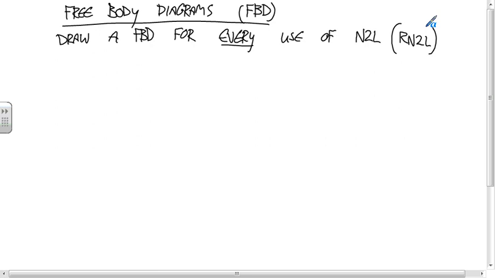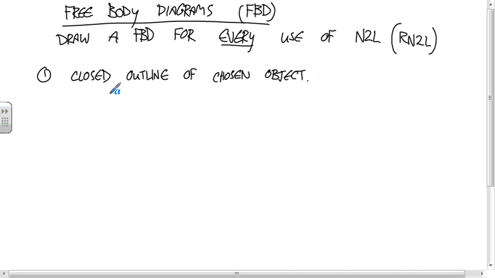So here's what you need in your free body diagram. First, you need a closed outline of your chosen object. That means no stick figures, no inner details, and you're not going to draw anything that's not part of your chosen body. So don't draw the ground if the ground isn't part of your isolated system.